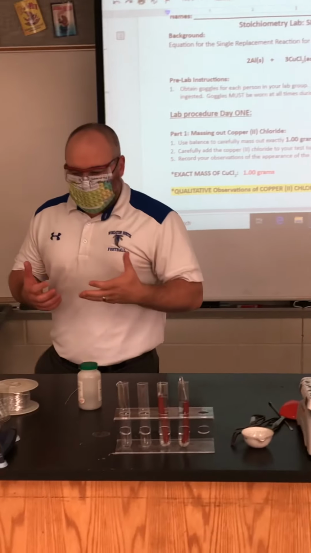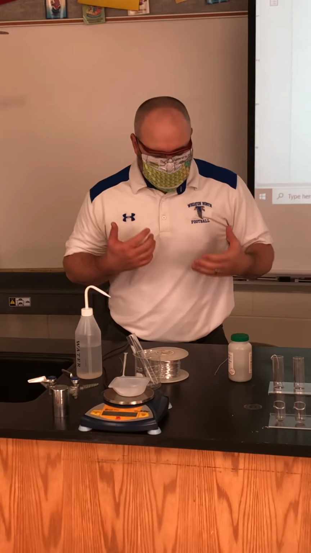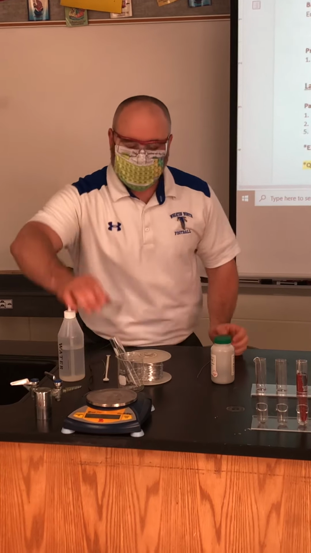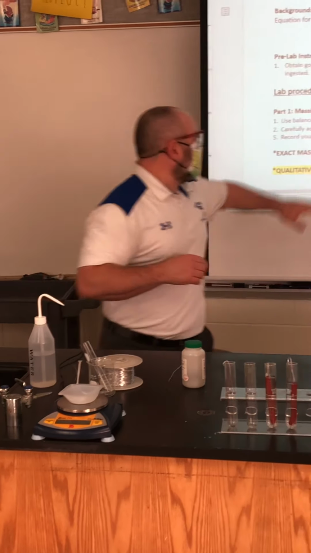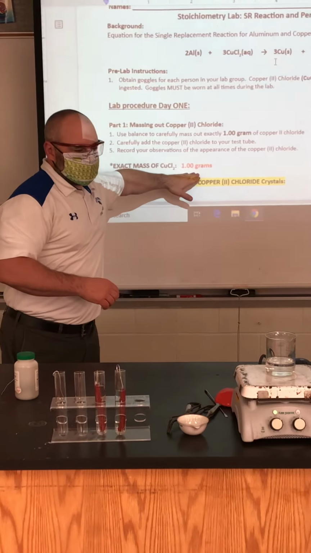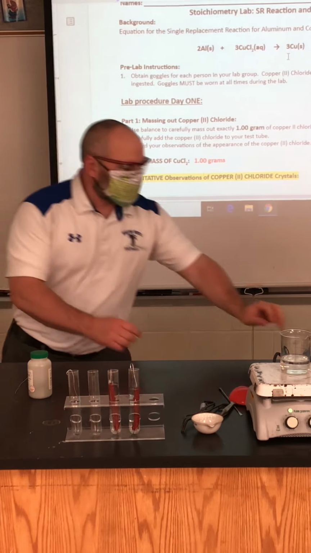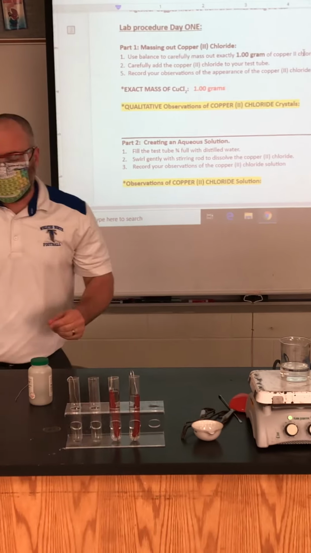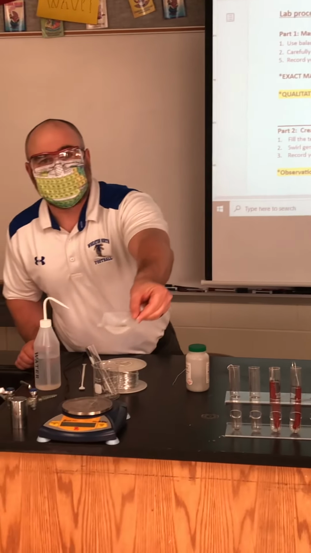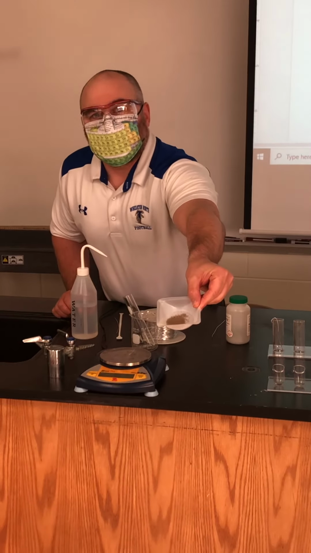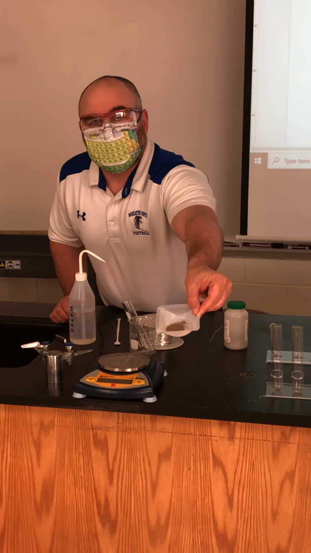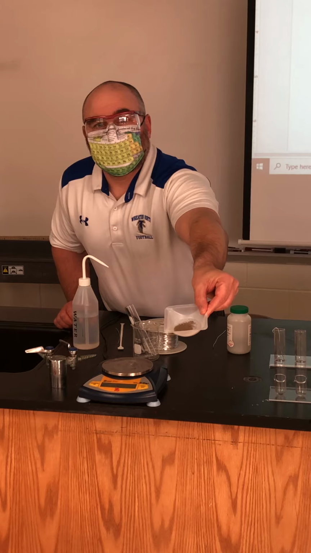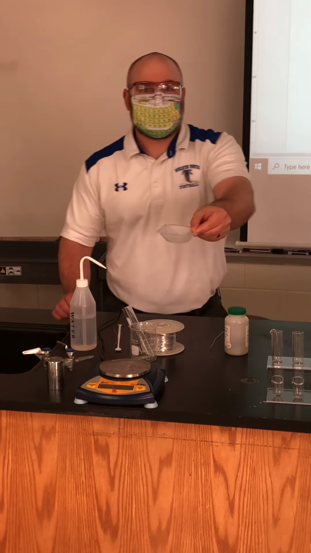So to begin the lab, what I've done is I've measured the mass of this copper 2 chloride. The mass of the copper 2 chloride, which is written for you here, is 1.00 grams. The first thing I would like you to do is to write down your qualitative observations of these crystals. So take a look at them and write those down on your lab. Were you able to get it?